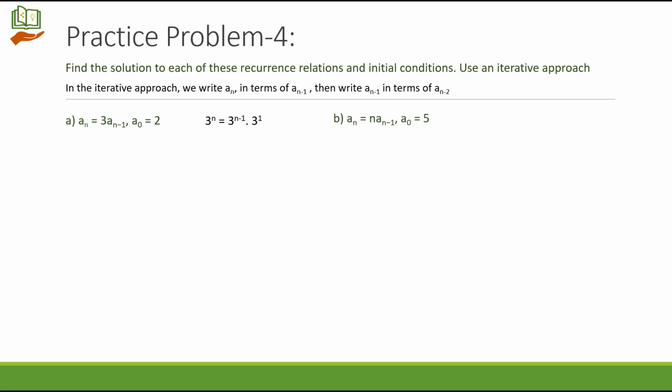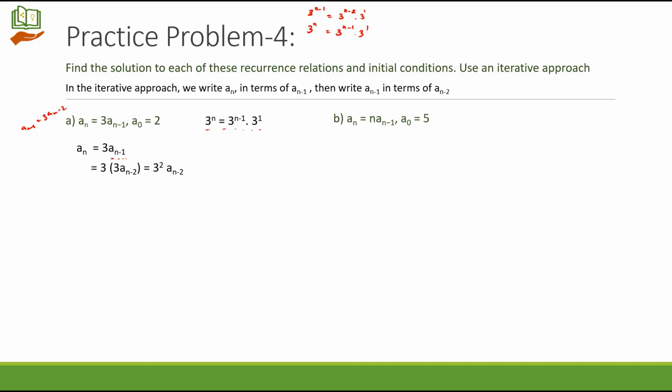So previously we saw 3 power n minus 1 can be expressed as 3 power n minus 2 into 3 power 1. Now we are going to do it for 3 power n. So this will be the previous term into 3 power 1. Let's start. an is equal to 3 into an minus 1. Now what is an minus 1? It will be 3 into an minus 2.